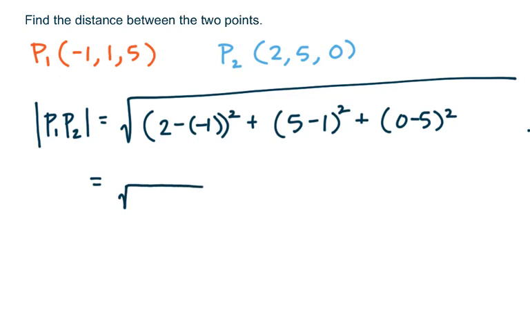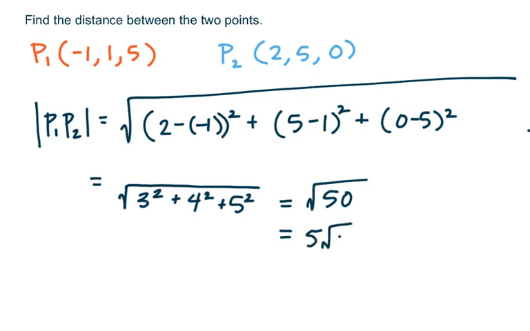And that gives me the square root of 3 squared plus 4 squared plus 5 squared, which simplifies to the square root of 50. Of course, we can simplify that. 25 comes out and we get 5 root 2. So the distance between both of those 2 points is 5 root 2 units.